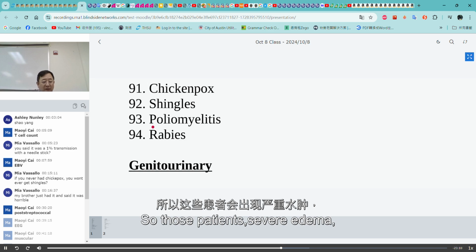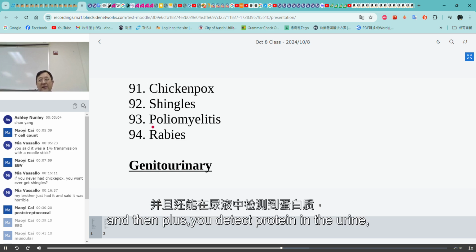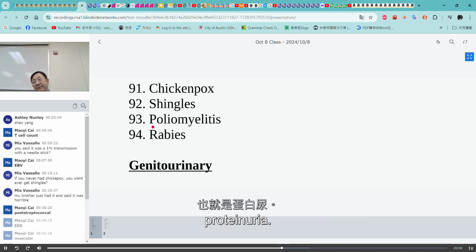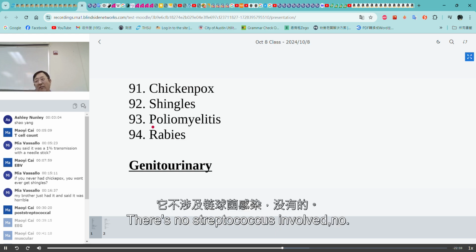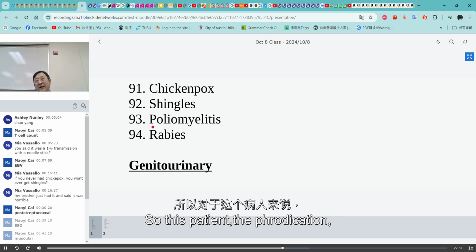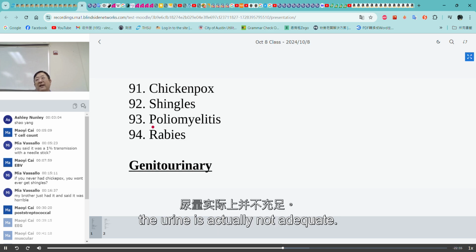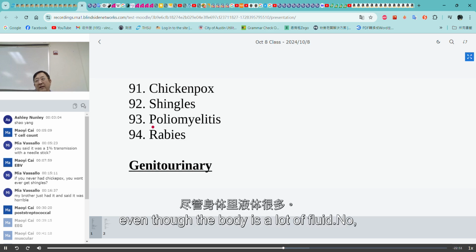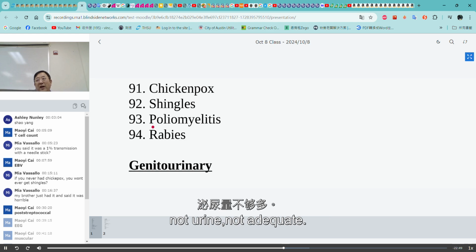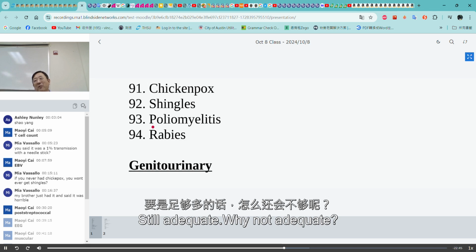So those patients have severe edema, and then you also detect protein in the urine, proteinuria. So that's nephrotic. There's no streptococcus involved. So this patient, the nephrotic patient, the urine is actually not adequate. It's not enough, even though the body has a lot of fluid. No, not urine, not adequate. Urine is maybe still adequate. Still adequate. Why not adequate?